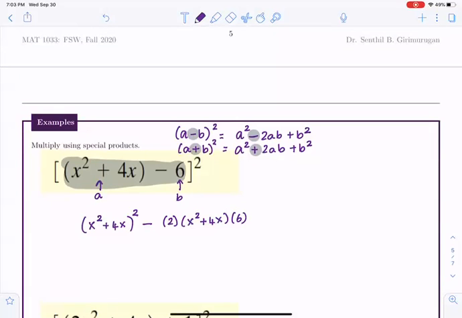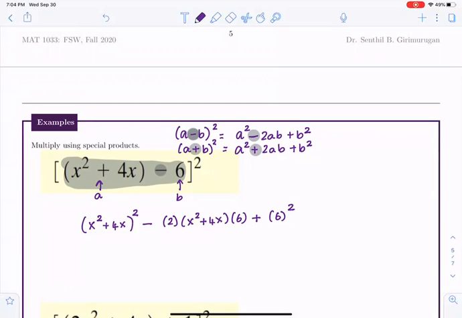We have already accounted for that negative sign in the formula or the special product, which is right here. And that negative is the same as that negative. We're already accounting for that negative sign. So I would have B, which is 6, and lastly, plus 6 squared. Because A is x squared plus 4x and B is 6 squared.